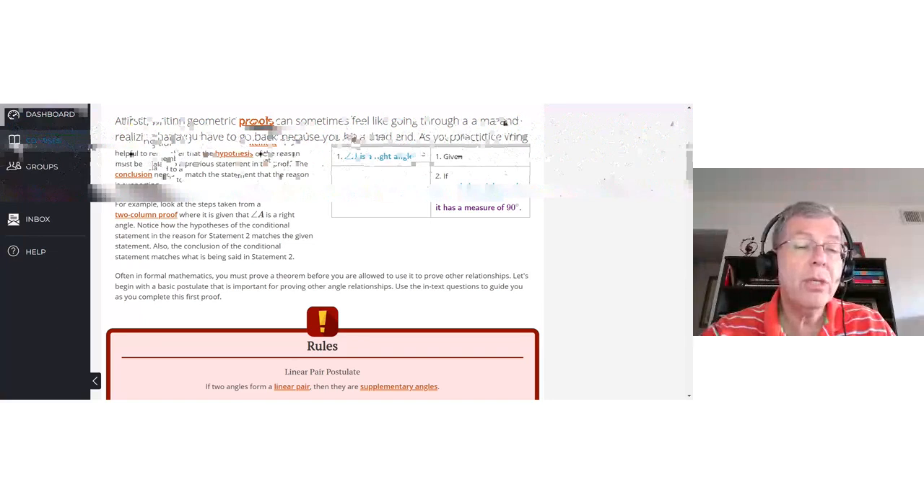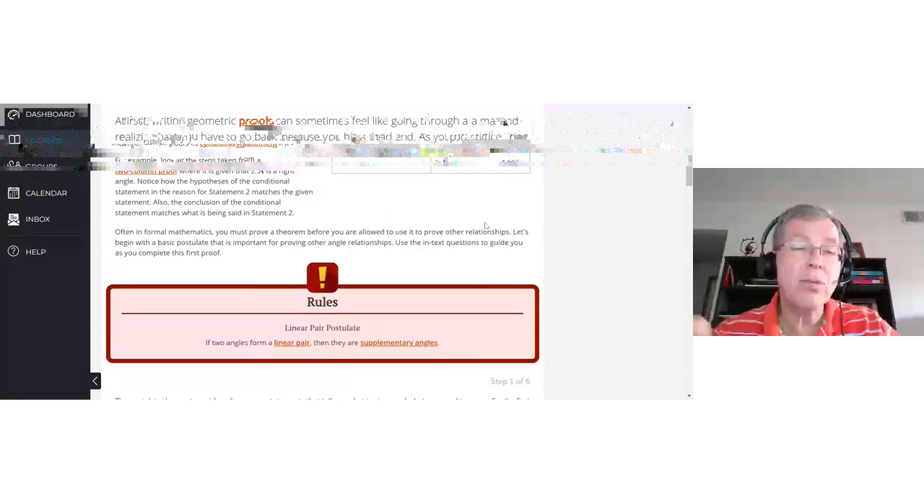Number 2, the measure of angle A equals 90 degrees. That is always what you're looking to prove. So that's really like ding, ding, ding, ding, ding. That's really important.